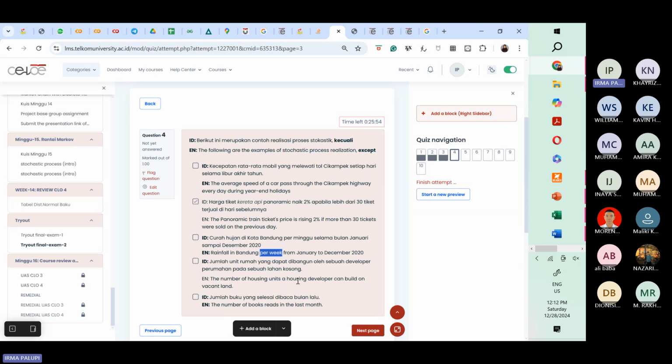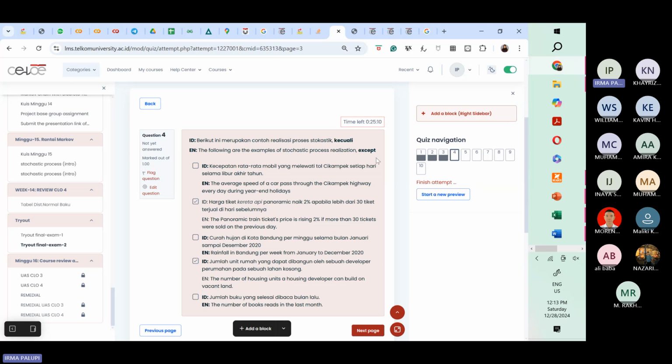The number of housing units a housing developer can build on the vacant island. It doesn't have a parameter space, right? It has only a state space. This is not stochastic, right? In order to decide whether it is stochastic or not, at least you need to determine what the parameter space and state space are. Okay, this is just a regular random variable.